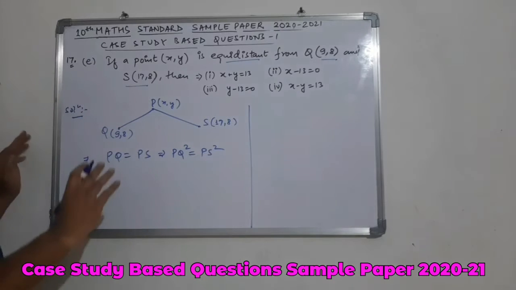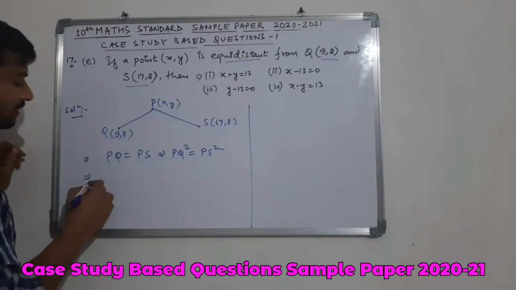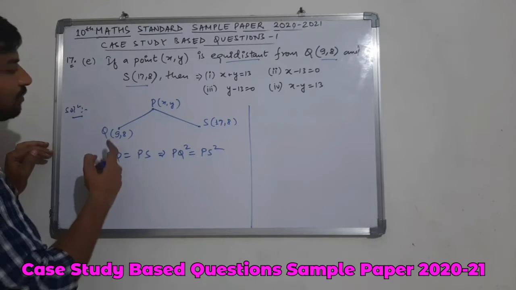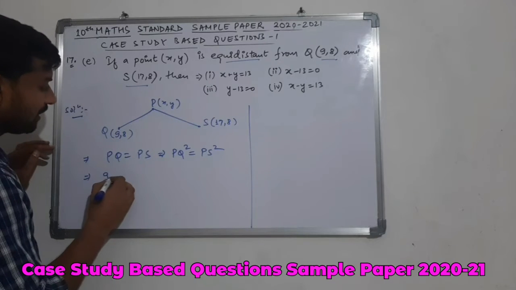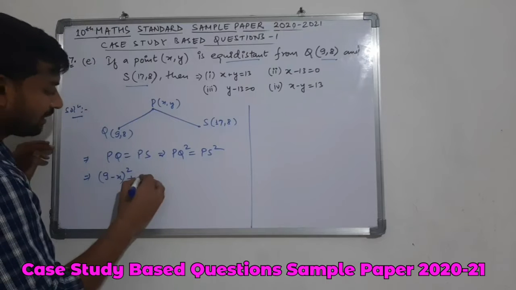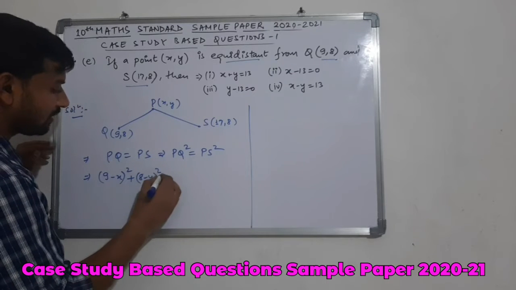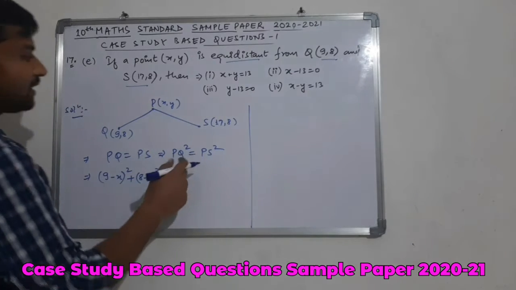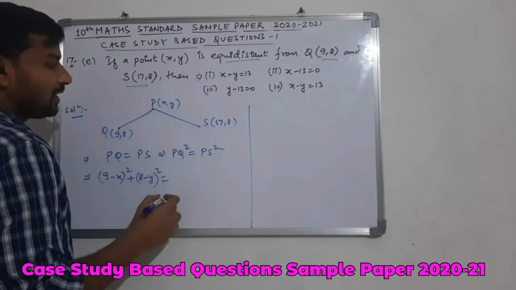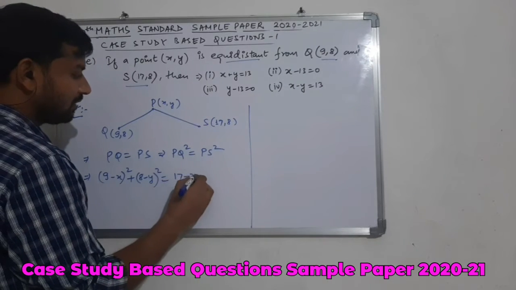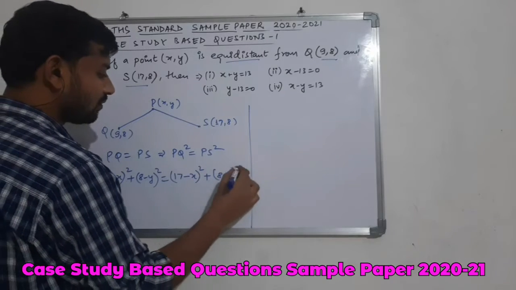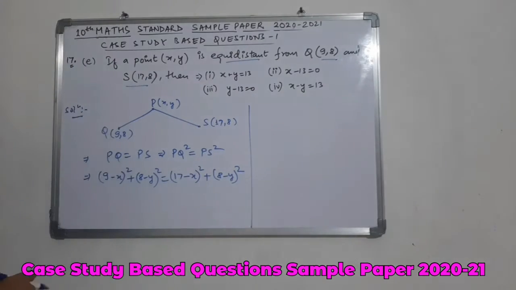So if we square them, they will be equal. So let us apply the formula here. When we are writing PQ, the second point will be considered here. So (9 minus x) whole square plus (8 minus y) whole square is equal to, if we consider PS, then the second point will be considered by S. So (17 minus x) whole square plus (8 minus y) whole square. This relation we are getting from here.